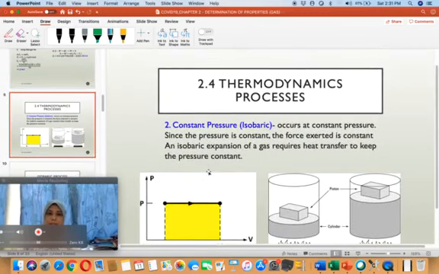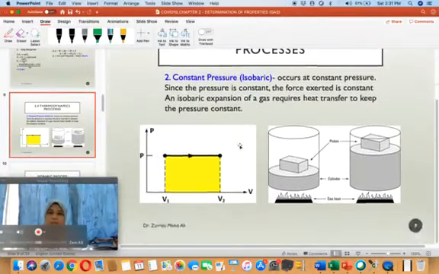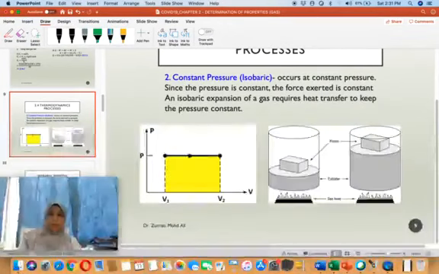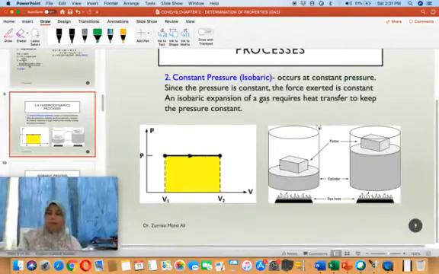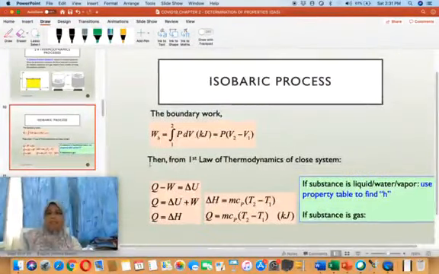Okay, this is constant pressure. What is constant pressure? Constant pressure occurs when the pressure is constant along the process. So if we can see here, this is a PV diagram. As volume increases, we can see that the pressure is constant. An isobaric expansion of gas requires heat transfer to keep the pressure constant. Okay, this is an isobaric process.